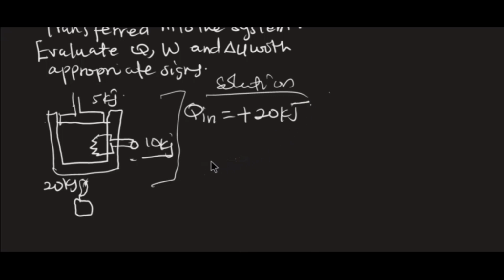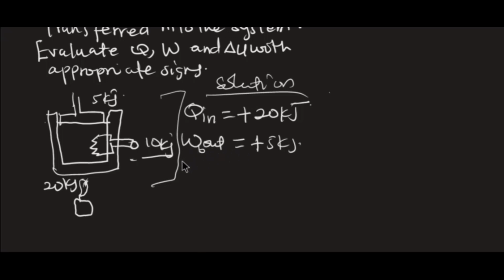Then it is doing a work. So the work done towards the boundaries, that is the work out, is equal to positive 5 kilojoules. When a system is doing a work, it is pushing towards the boundaries, so it's a positive work. This is the work done for the boundary, so let me make it WB.